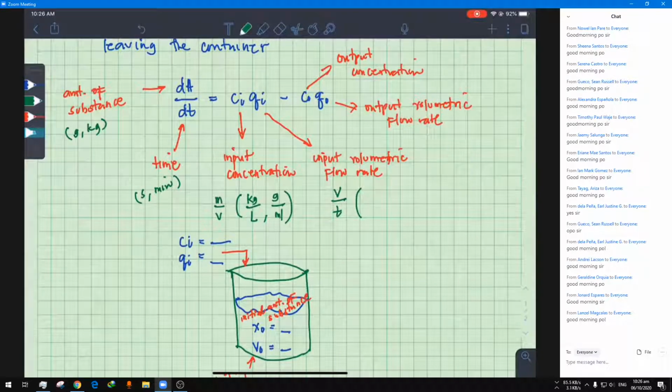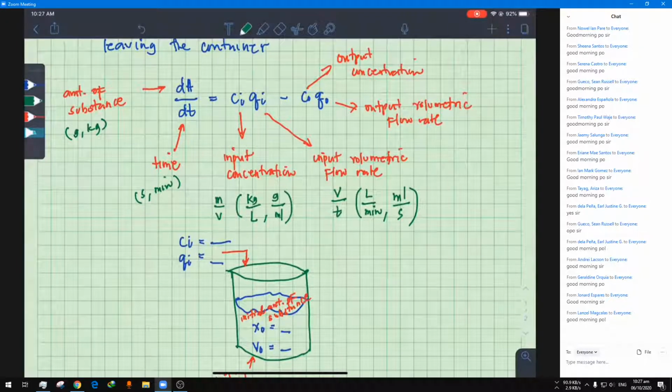Okay, so input volumetric flow rate, that would be volume per unit time. So pwede siyang in terms of liters per minute, okay? Or pwede siyang in terms of milliliter per second. So those are examples of the input volumetric flow rate. So the flow rate, that is how fast the fluid enters the mixture or the container.